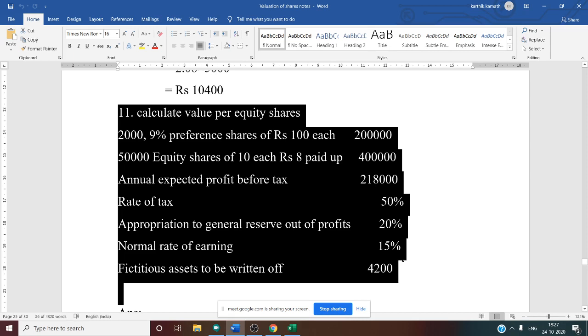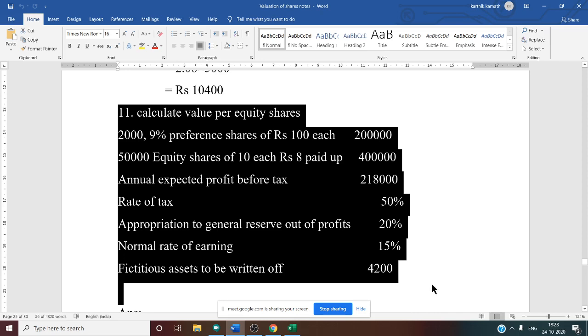Fictitious assets to be written off, very important. So 4,200 is given as part of the adjustment. That means from the annual expected profit before tax, we need to deduct this fictitious asset, because it is specifically given in the adjustment. After that, you need to follow the simple procedure, the simple format. Again, this is one more 6 mark problem.